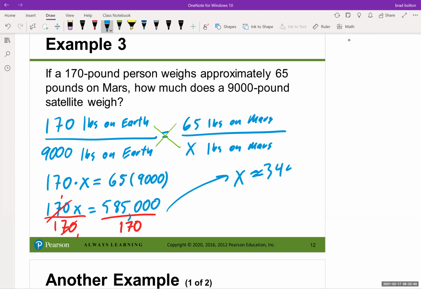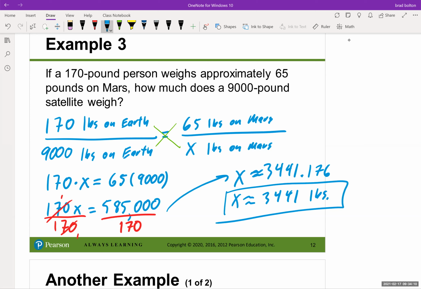So I get, let's round off, 3,441.176. However, in this particular problem, everything is in terms of whole pounds. They don't have decimals. So I'm going to round to 3,441 pounds. Okay, so that would be our answer for that particular problem. And again, when you're doing the homework, make sure you double check how they want it rounded.